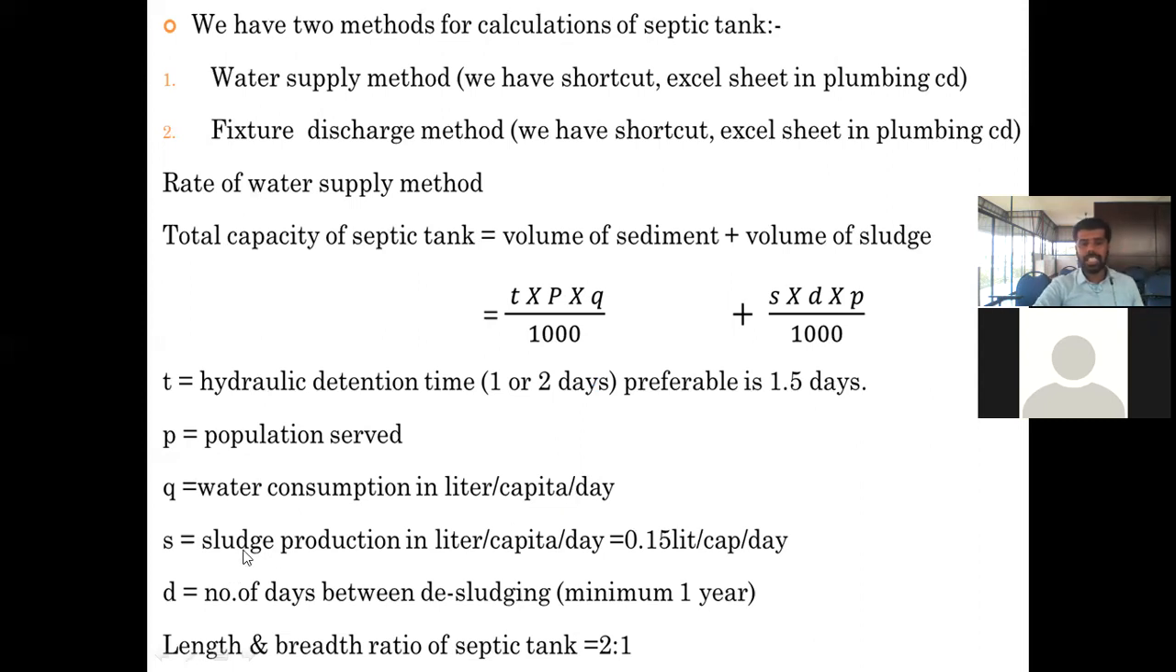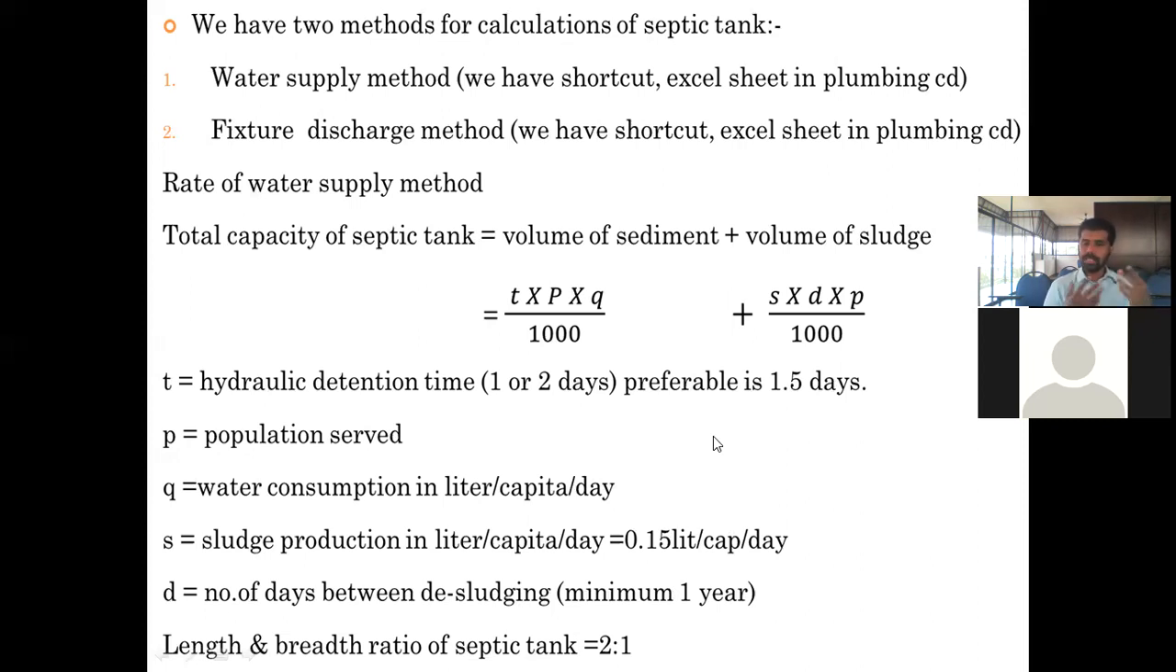Now S is the sludge production in liter per capita per day. It's a constant value, 0.15 liter per capita per day. That is the sludge production. This S is a constant. Now D is the number of days between desludging, minimum 1 year. Here you can give the number of days. Are you designing it for 1 year, or for 5 years, or for 6 years? It depends upon that. This year means the desludging only.